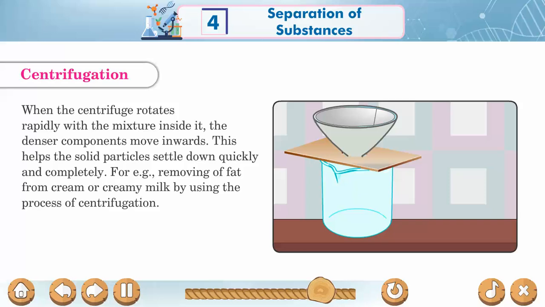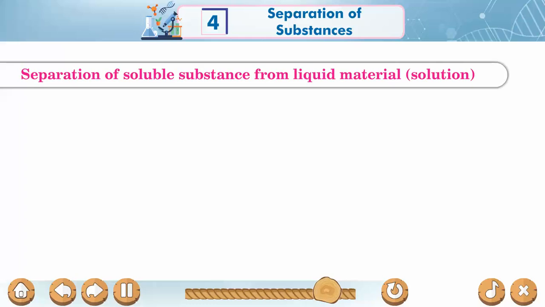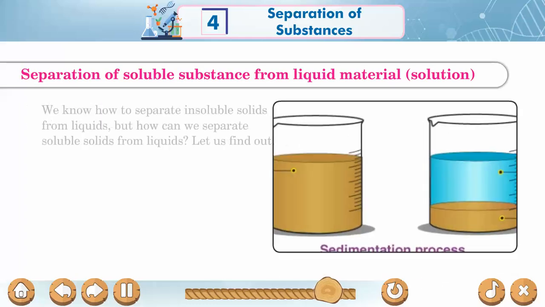When the centrifuge rotates rapidly with the mixture inside it, the denser components move outwards. This helps the solid particles settle down quickly and completely. For example, removing of fat from cream or creamy milk by using the process of centrifugation. Separation of soluble substance from liquid material or solution.